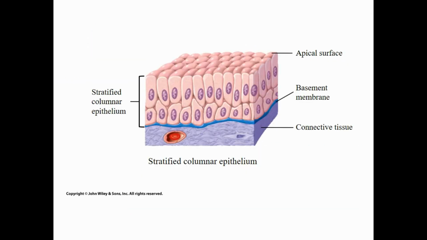And here's the artistic version. Down here, they're kind of funky shaped. They're not as tall as the ones out here. But remember, the rule is which ones do we have out here? And that would be the stratified columnar. So those are columnar shaped that are exposed to the apical surface. So that's the name we give them, columnar. And more than one layer, so it's stratified columnar.